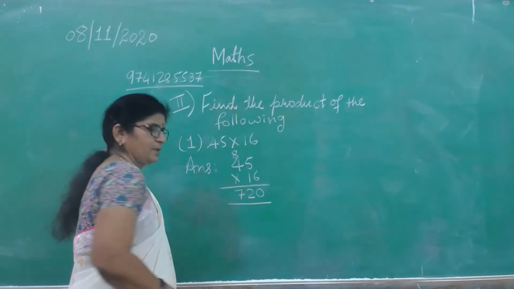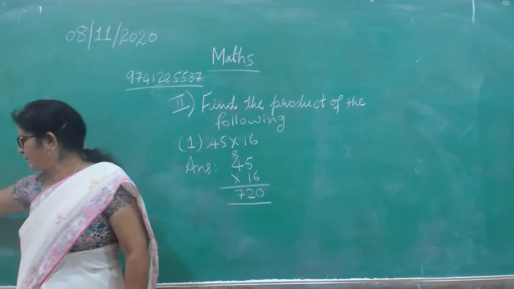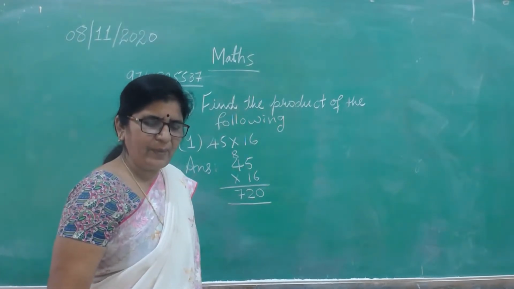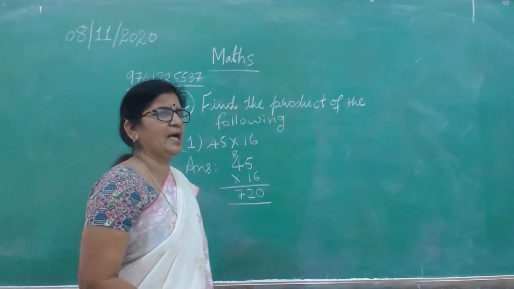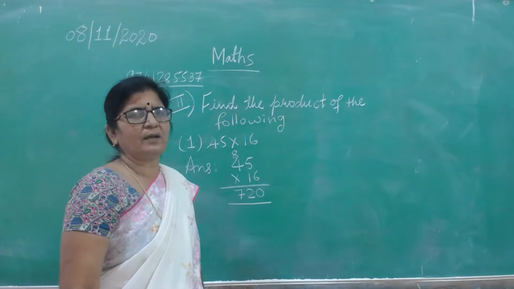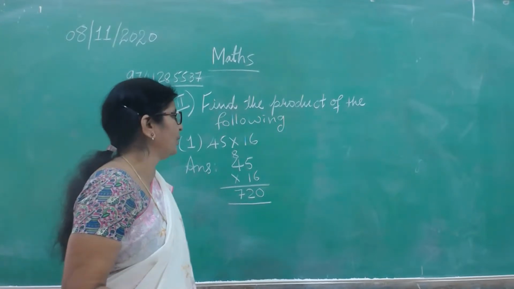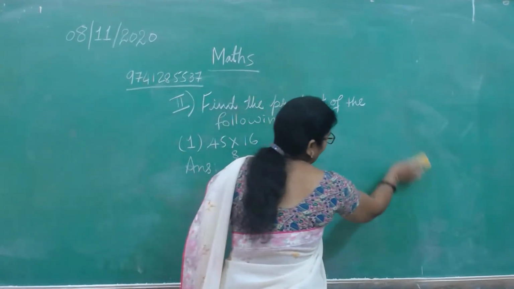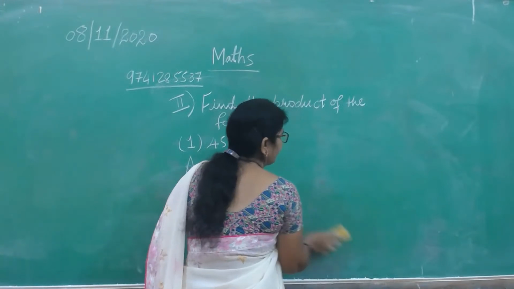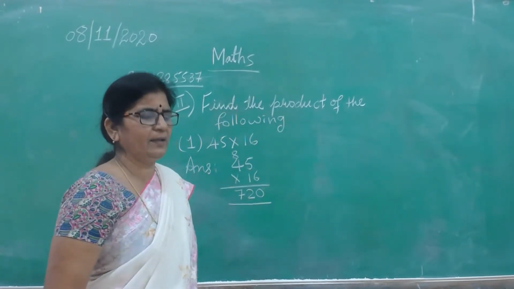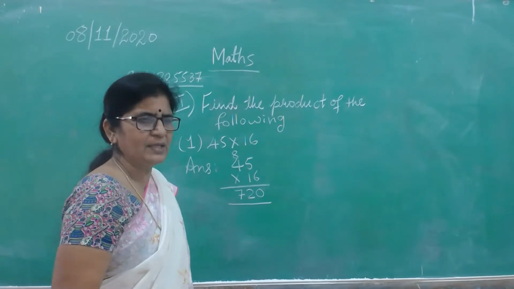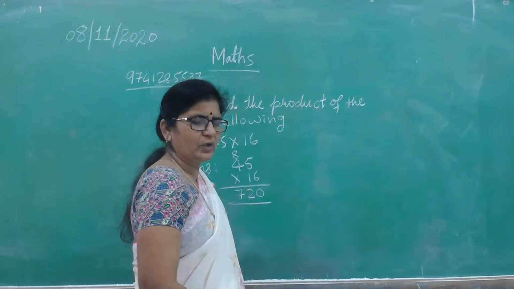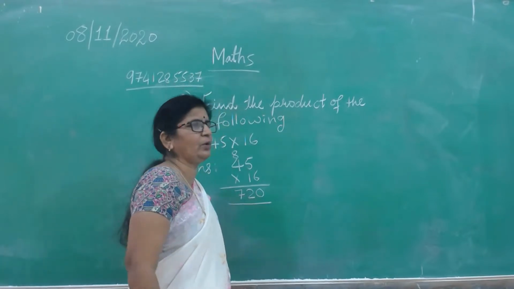Students, you have to practice multiples, tables up to 21. That is very necessary, compulsory. Practice tables from 2 ones to 21. Then only it will be easy for multiplication and division. Otherwise, it will be very difficult for you. So please, you have to practice up to the 20 table.